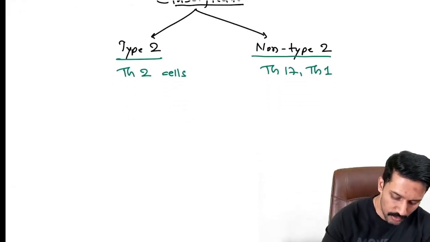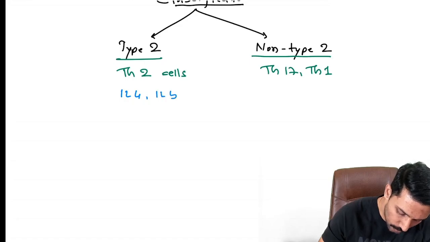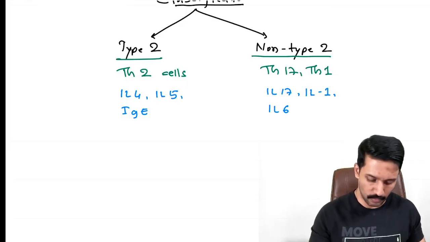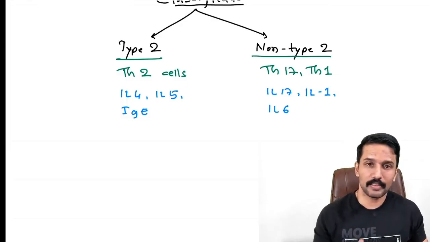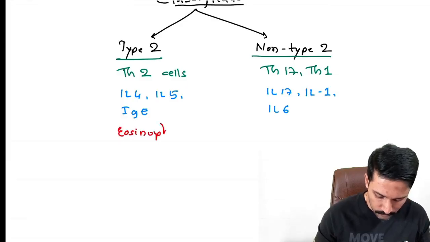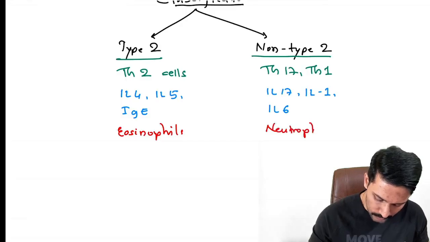Which cytokines are involved in the pathogenesis of type 2? Interleukin 4, interleukin 5 and IgE. Here it is interleukin 17, interleukin 1, interleukin 6. These are the cytokines involved. Which effector cell is involved in type 2? In type 2 it is mainly eosinophils. In non-type 2 it is neutrophils.